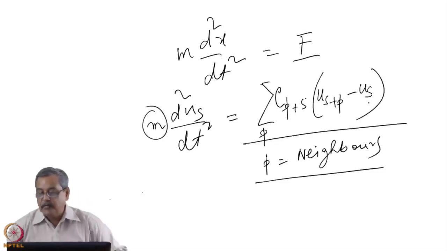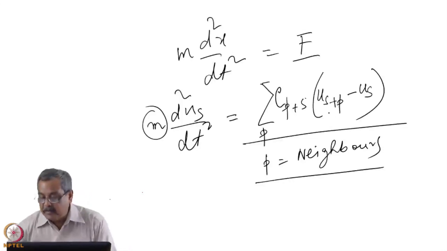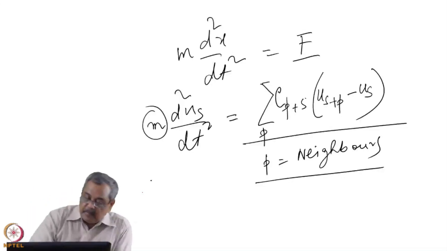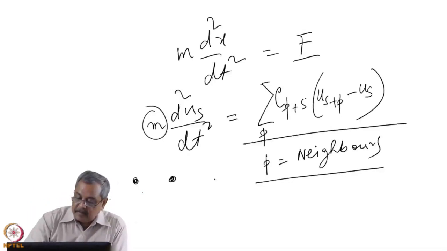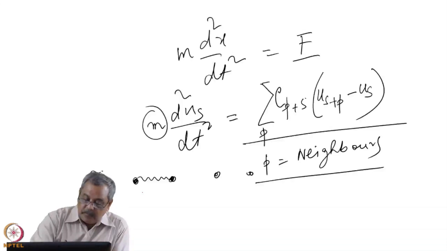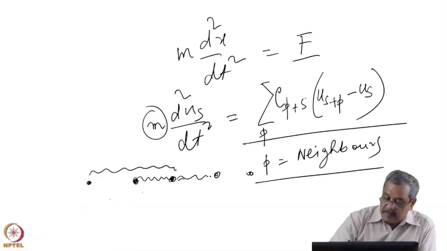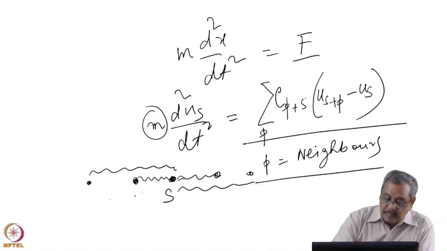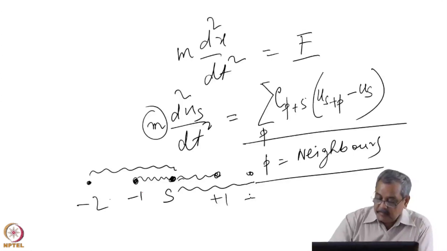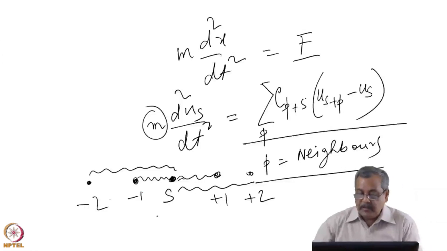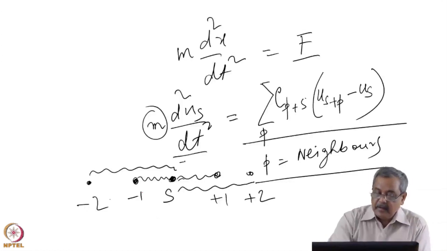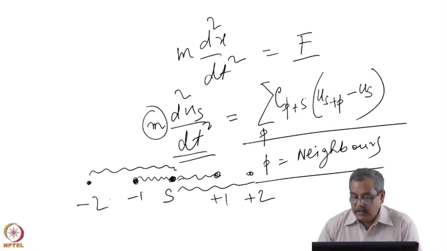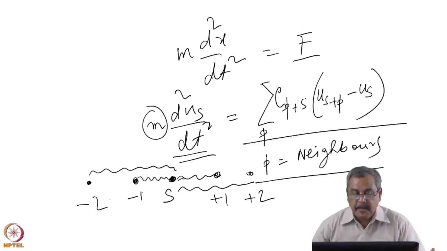So this is a simple harmonic force which depends on the displacement of the s plus pth, or rather the pth neighbor. Let me just take a linear chain and go to second order force. There is a spring here, and also a spring between the next nearest neighbors. If this is the sth atom, this is minus 1, this is minus 2, this is plus 1, this is plus 2, and in the ideal case I should sum over all the neighbors. This is the equation of motion for the sth atom.